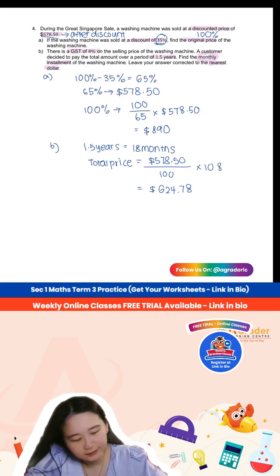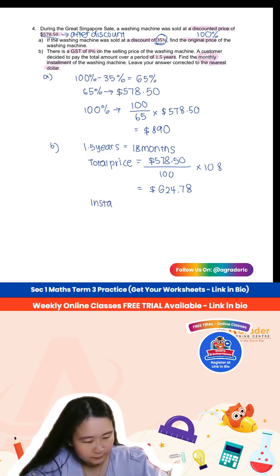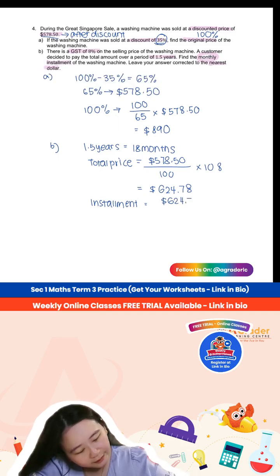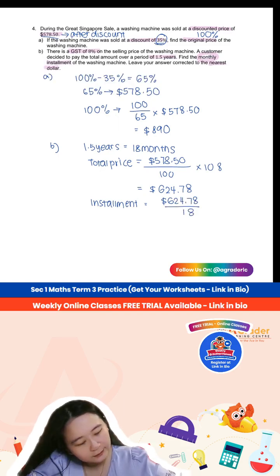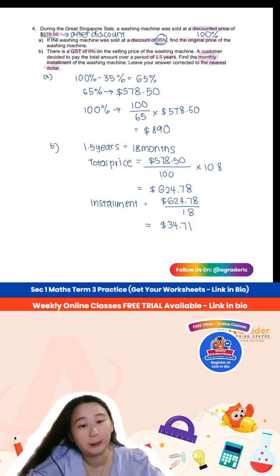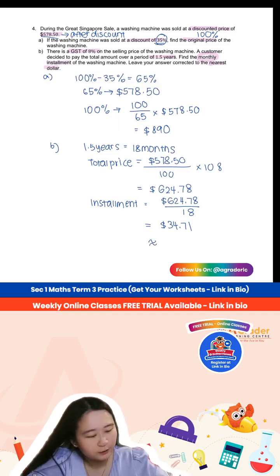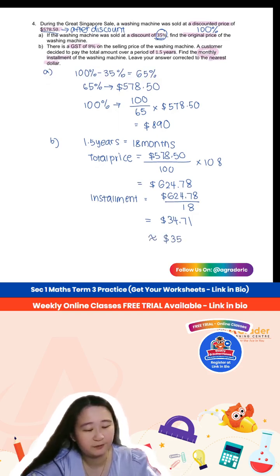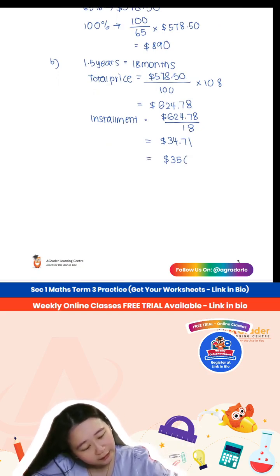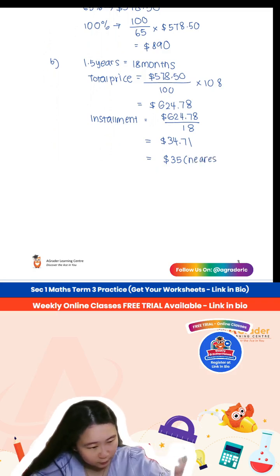Okay, then after that, the installment. One installment will be divided by 18 months, so divided by 18, $34.71 per month. Then they say round off to the nearest dollar, so it's $35. You can write an equal sign and then a bracket, the nearest dollar.